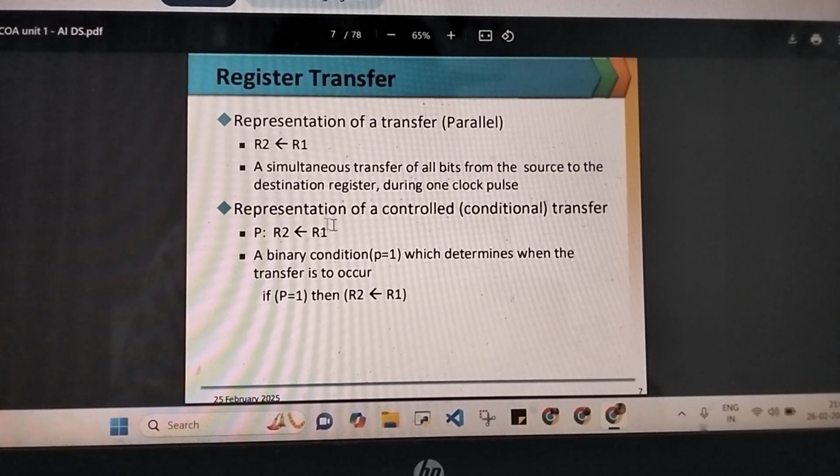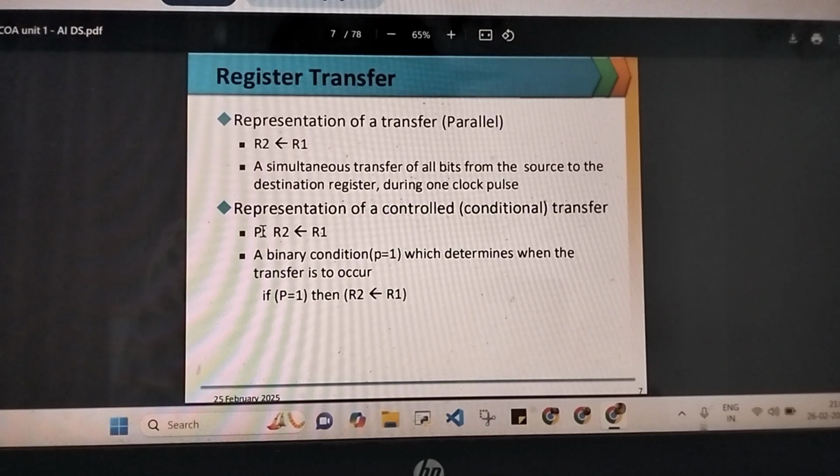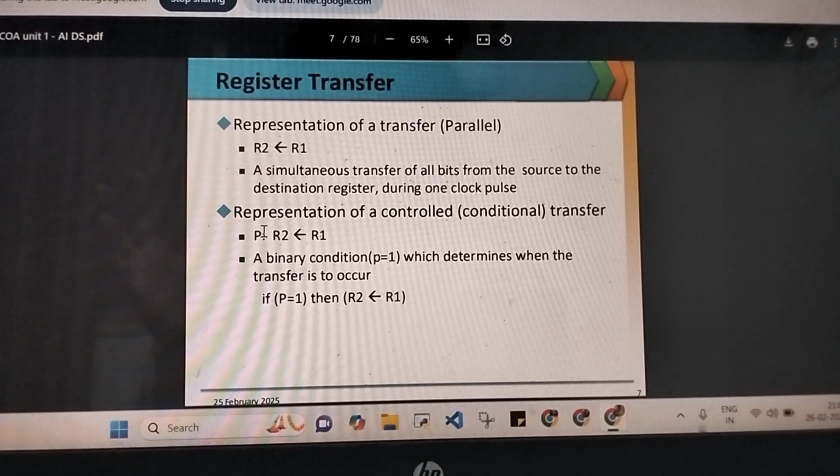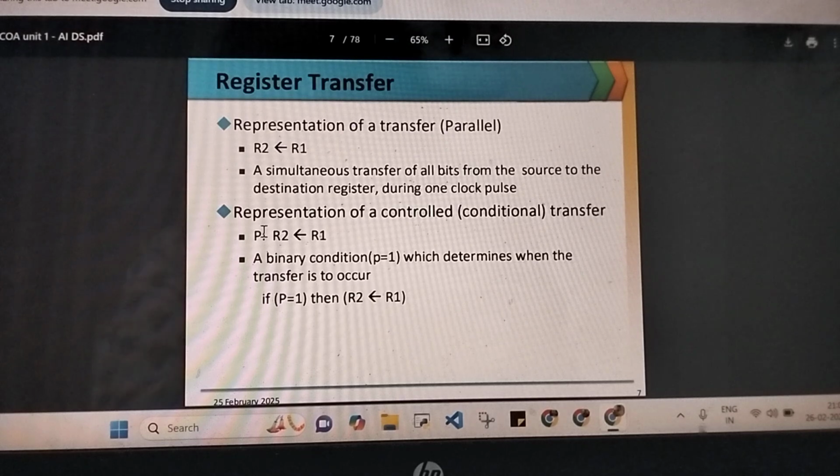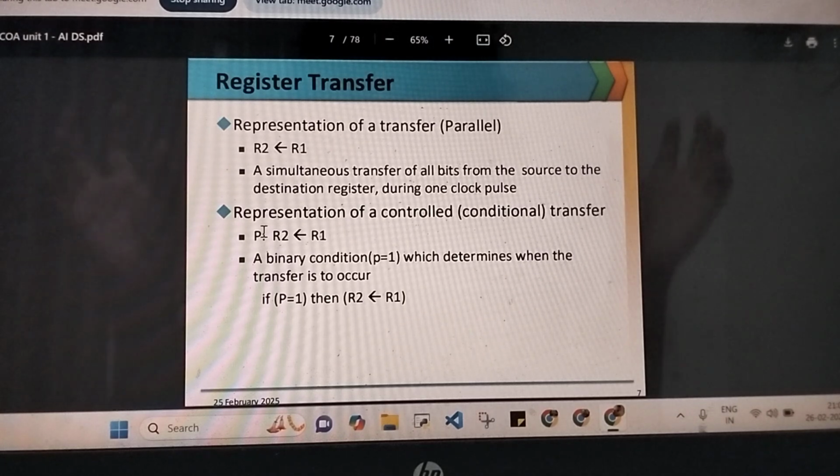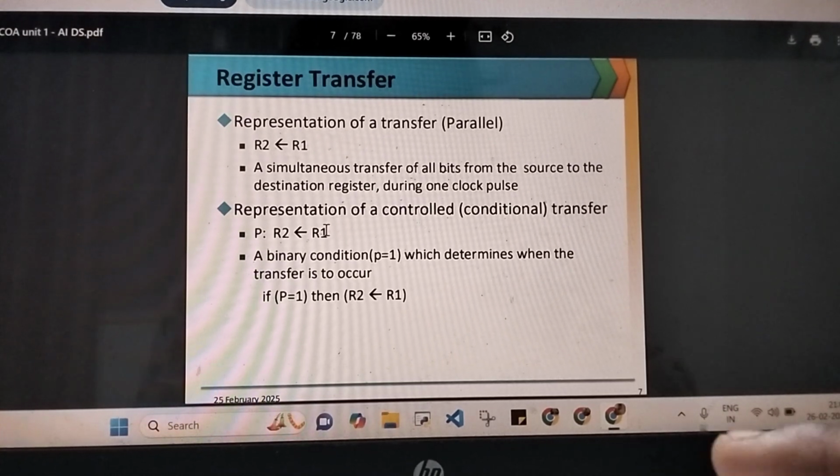Conditional transfer is the same thing, but it happens only if a certain condition holds true. So if the variable p is equal to 1, then this parallel transfer will happen. If the variable p is equal to 0, then it will not happen. So this is the RTL equivalent of your if x is true, then y equals z. If x is false, do nothing. The code you write equivalent to that in RTL is represented this way.